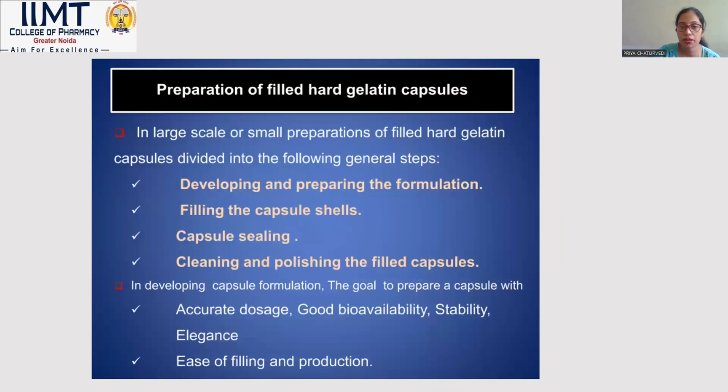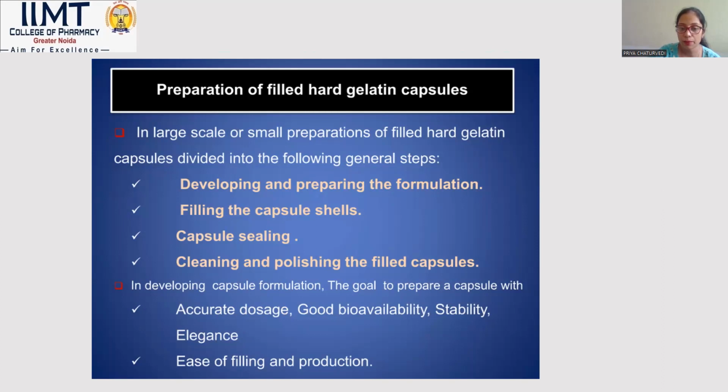Now, the next is preparation of filled hard gelatin capsules. In large scale or small preparations of filled hard gelatin capsules, it is divided into the following general steps. First is developing and preparing the formulation. Second is filling the capsule shell. Third is capsule sealing. And last is the cleaning and polishing of the filled capsule.